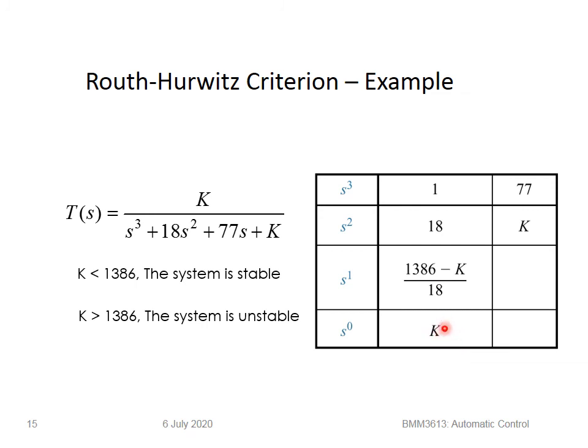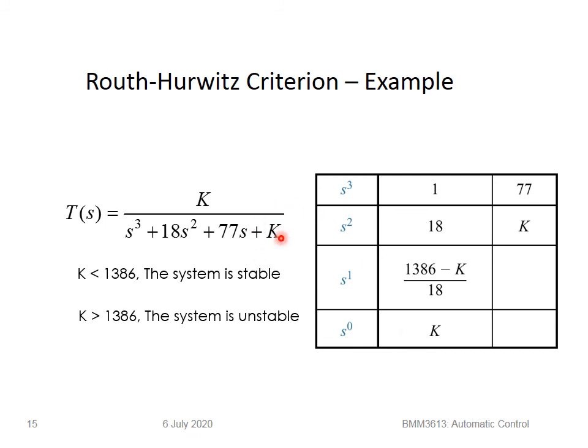And if we look at this other value here, K needs to be smaller, but it cannot be negative. If it is negative, then we have positive but now negative, and the system will be unstable. So K needs to be positive and smaller than 1386. There are two conditions: K needs to be smaller than 1386, and K needs to be larger than 0 as well. If K is larger than 1386, the system will become unstable.